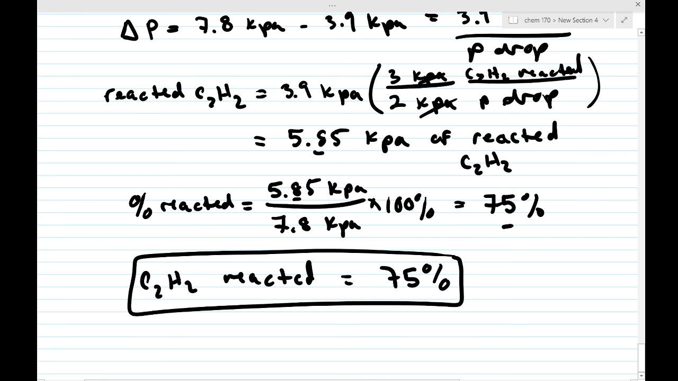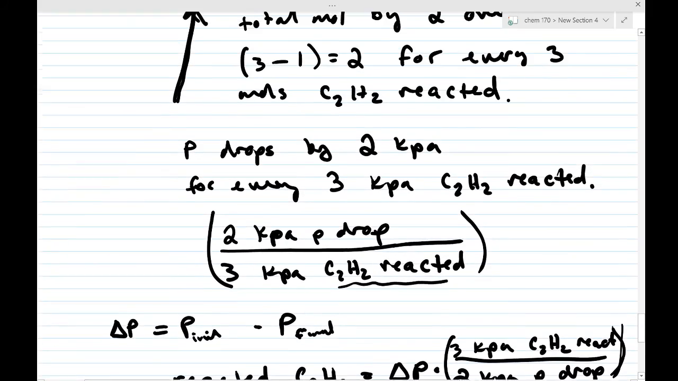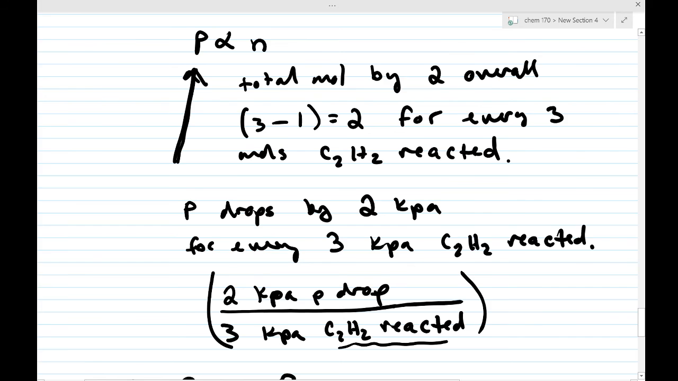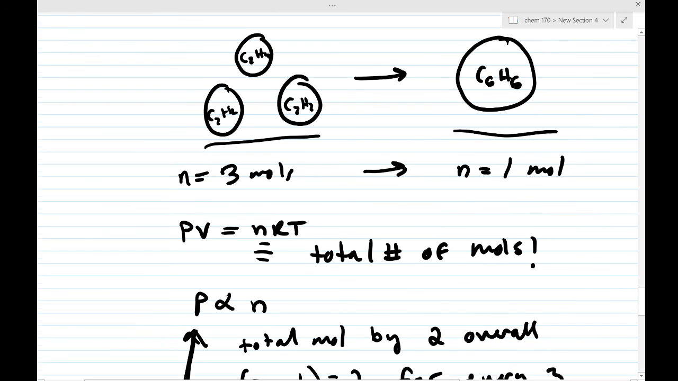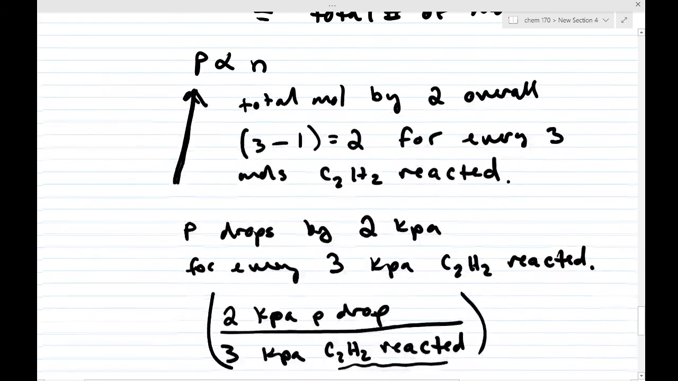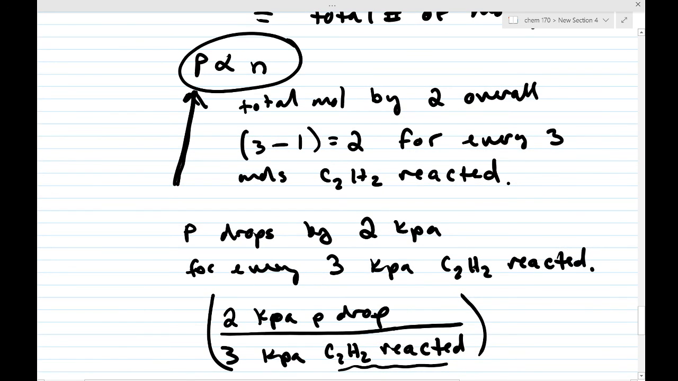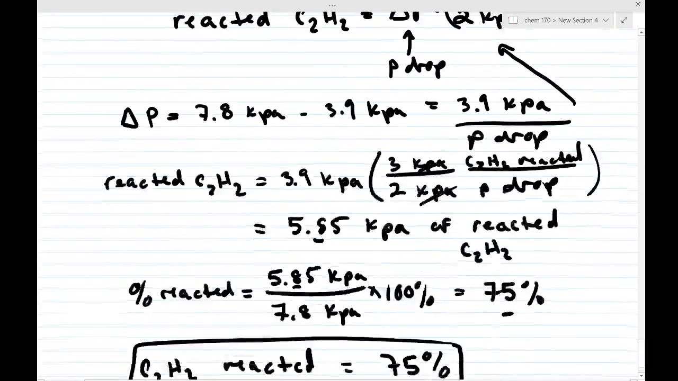Okay, the reason this is a bit tricky is that you have to recognize that you can build a conversion factor from this concept here, where you're taking 3 moles and scrunching it down into 1 mole. But you have to realize that the total number of moles decreases by 2. So there's a total decrease of 2 overall moles for every 3 moles of C2H2 that reacted. Once you see that, and you see that the pressure is proportional to the number of moles, you can come up with this conversion factor, and the rest is pretty trivial.